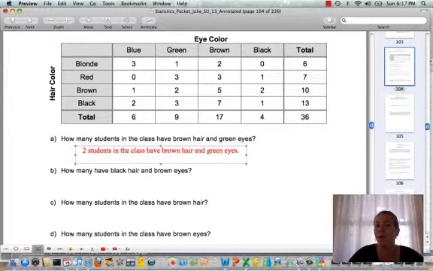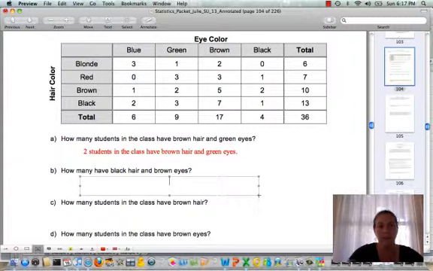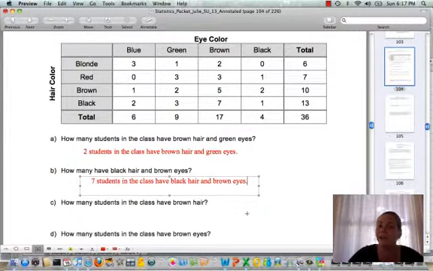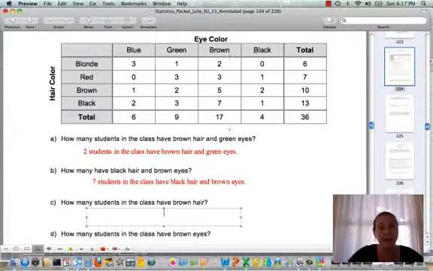Question B asks, how many have black hair and brown eyes? So if we come to black hair and brown eyes, we see that 7 students have black hair and brown eyes. Question C asks, how many students in the class have brown hair? So if we look up at the table, we see students could have brown hair in any eye color. So we come over to the brown hair color row, and if we add up those totals, we see the total for students with brown hair with any possible eye color is 10 students.